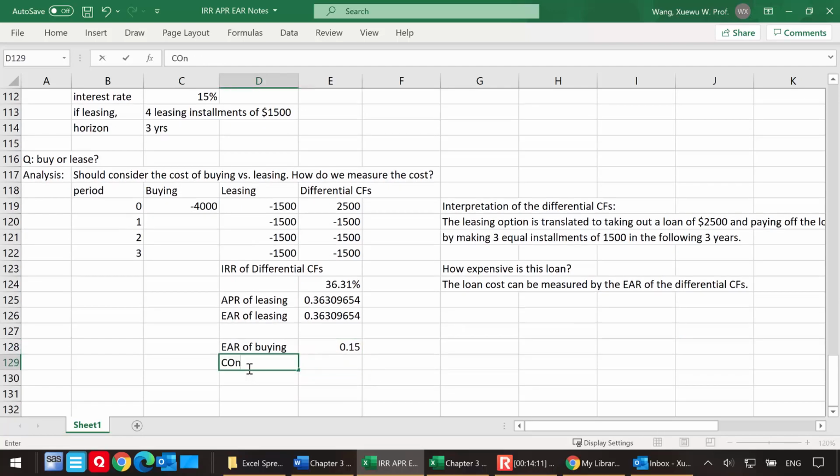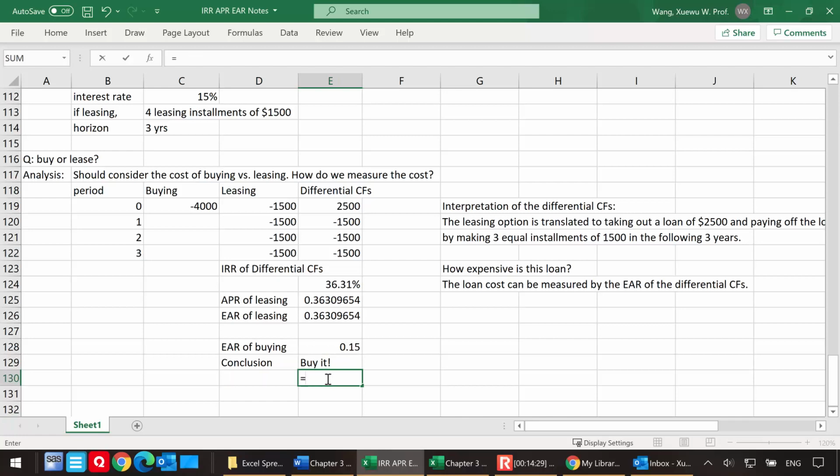So the conclusion is very straightforward. IRR for leasing is 36%. IRR for buying is only 15%. So yes, you should buy the computer, because it's much cheaper for you to buy.